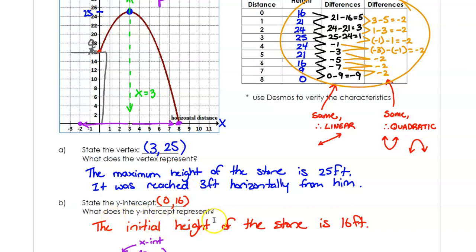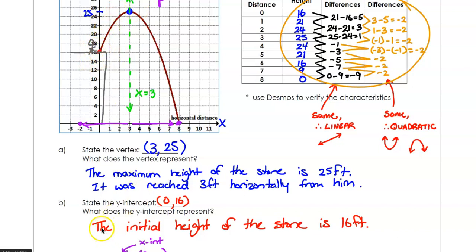It's the initial height of the stone's toss or the throw. So the stone started off here. It can't start off back here because that's like negative numbers, and that's where the cliff is, right? So the stone starts here and then is thrown off. So this is the initial position of the stone.